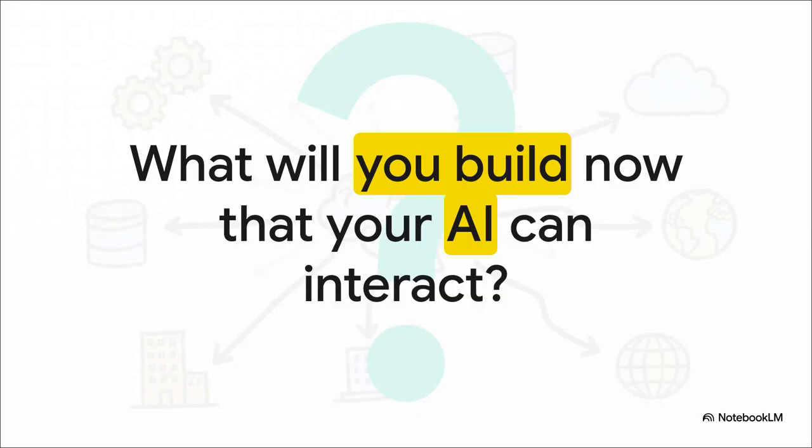Which leaves us with a final provocative thought. We've moved way past static documents. We have totally bypassed the absolute nightmare of rigid, custom-coded APIs. So now that the barrier to external systems is completely gone, and your AI can seamlessly, autonomously interact with the real world using the universal USB of the AI space, what are you going to build next?